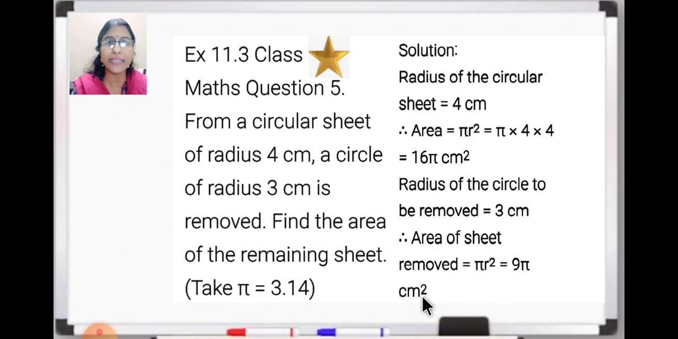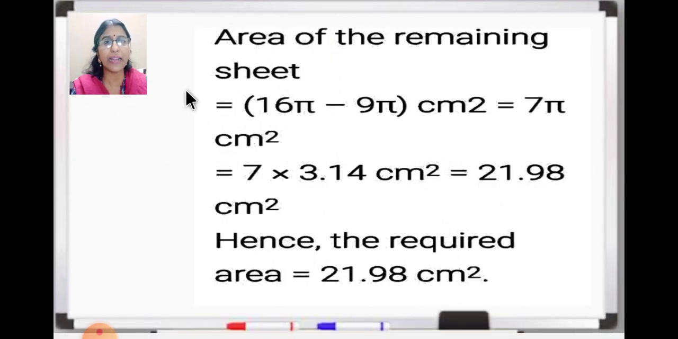9 pi centimeter square. Now what you are going to do? You are going to subtract it. So let us subtract, because we have been asked to find the area of the remaining sheet. So we'll write: area of the remaining sheet is equal to 16 pi minus 9 pi. When you subtract this, you need not write the value of pi there. At the end we can write the value of pi. We'll subtract this, we'll get 7 pi centimeter square.